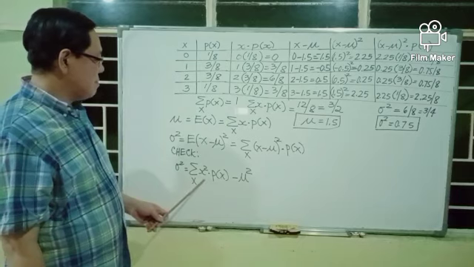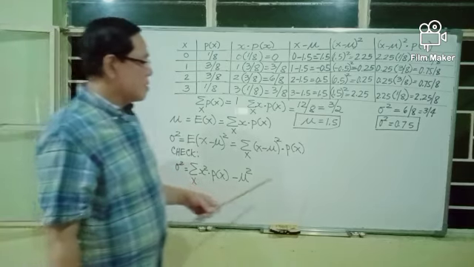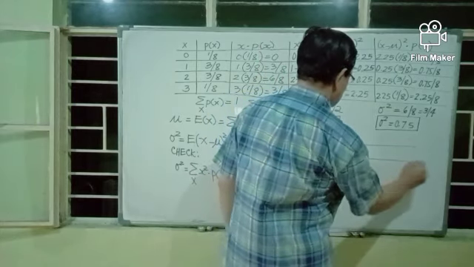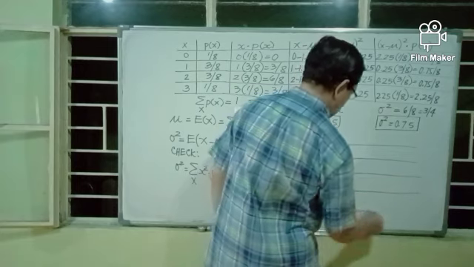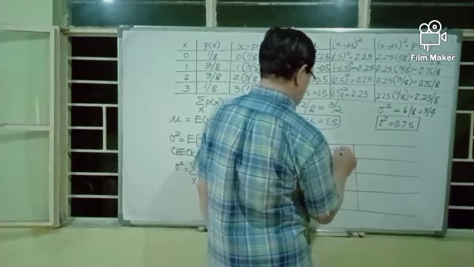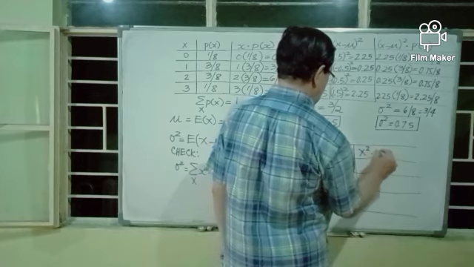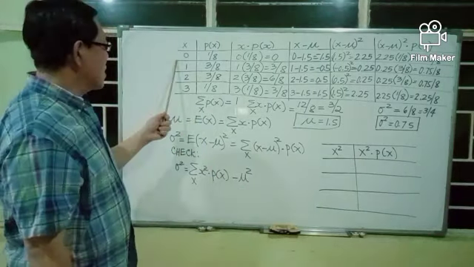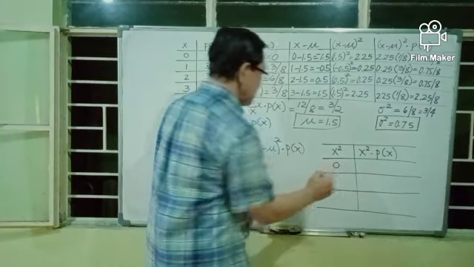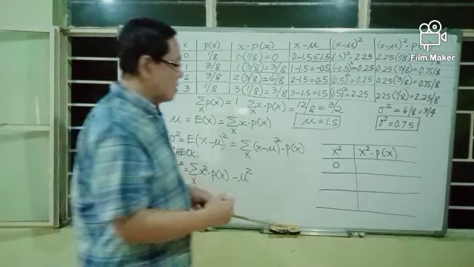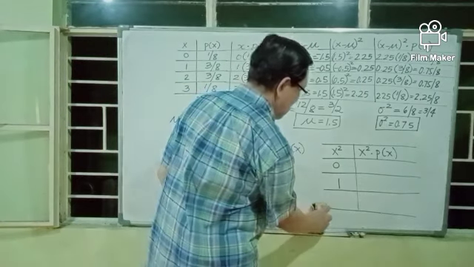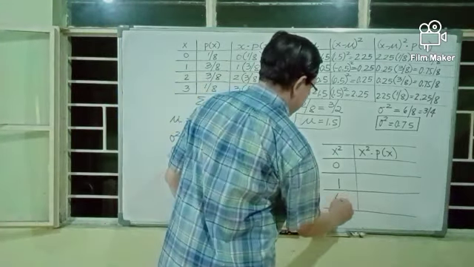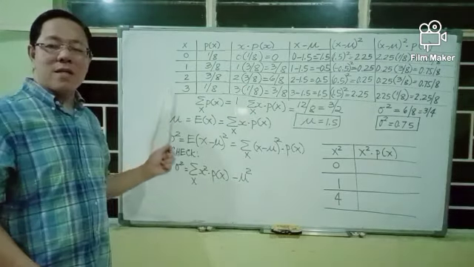I will write 2 more columns. We need the square of each x value. The square of 0 is 0. The next value of x is 1. The square of 1 is 1. The next value of x is 2, and the square of 2 is 4. And the last value of x is 3, and the square of 3 is 9.